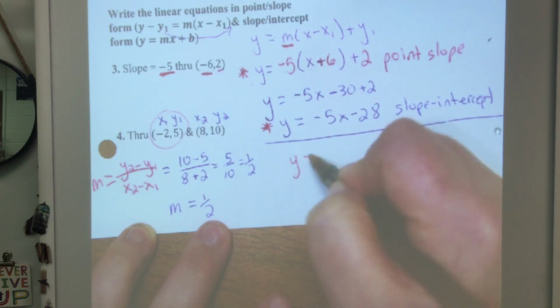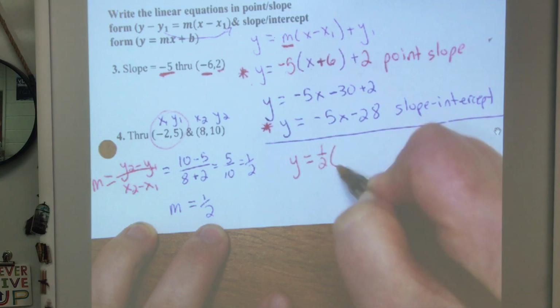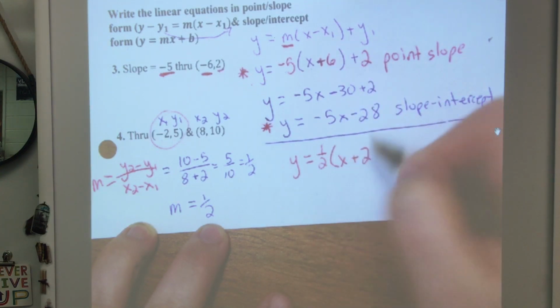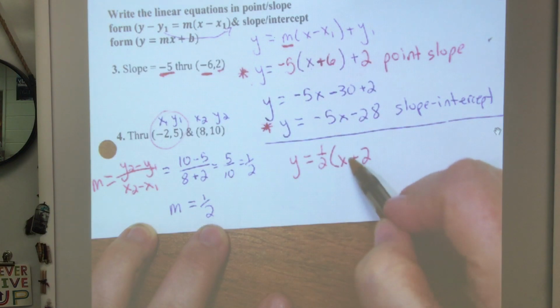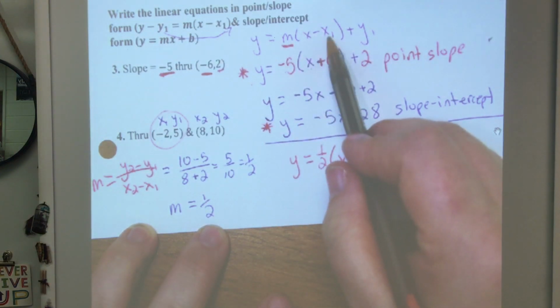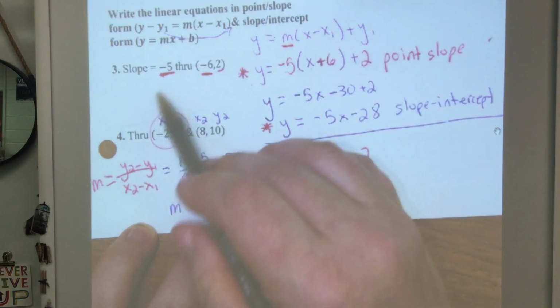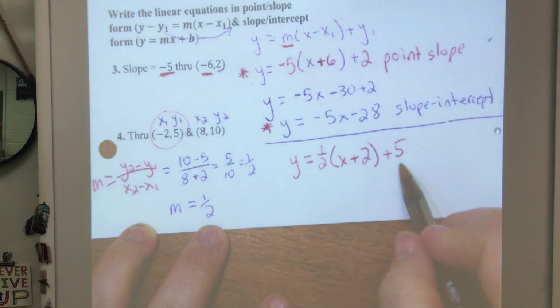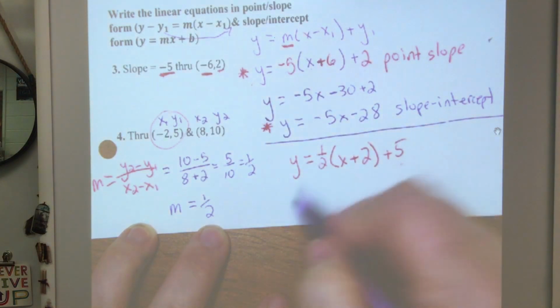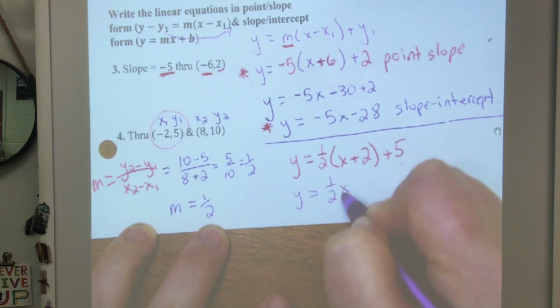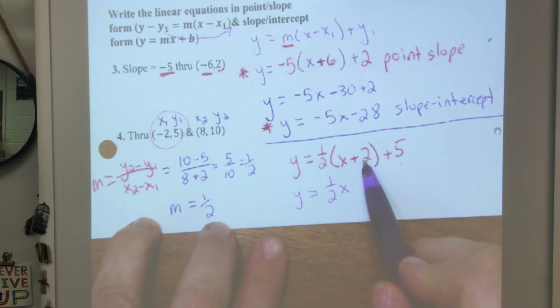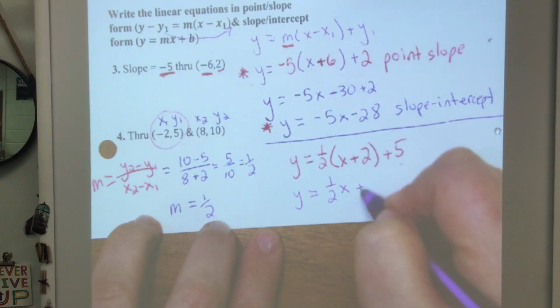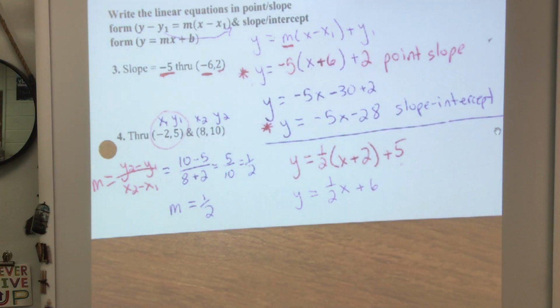So let's see, I have y equals my slope, which is 1/2, times x plus 2, because remember, negative and negative make a positive. I have minus x1 up here, so that's a minus and a minus, making a positive, and then plus 5. There's my point slope form, and if I were to simplify it, I would get y equals 1/2 x. 1/2 of 2 is 1, 1 plus 5 is 6, so plus 6. So this one's point slope, this one's slope intercept.